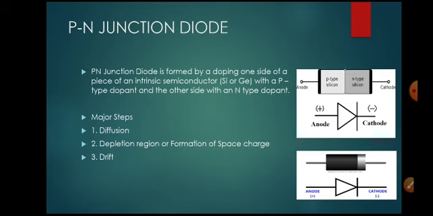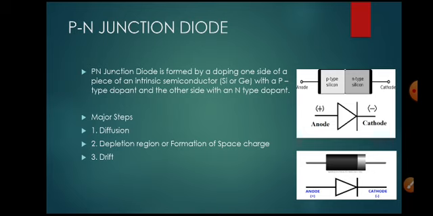Here in the PN junction diode, there are three major steps in the formation of the PN junction diode. One is the diffusion of charge carriers, another one is the depletion layer or depletion region, or formation of space charges, and another one is drift.